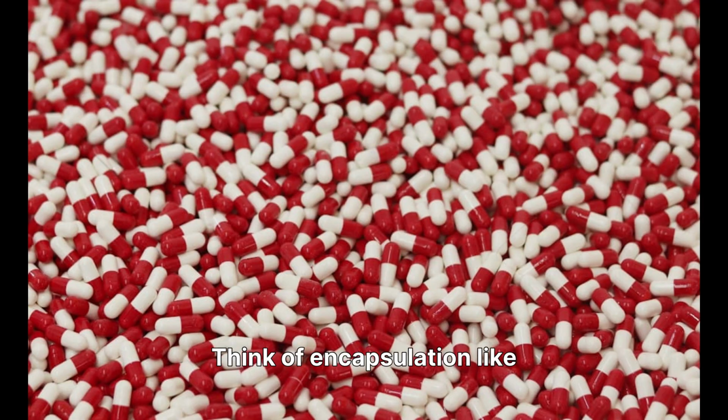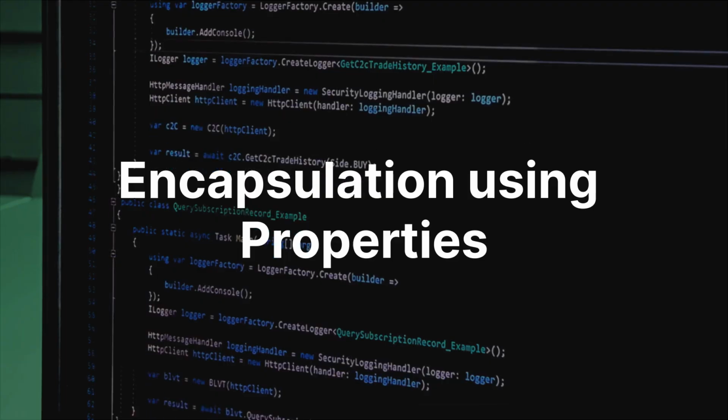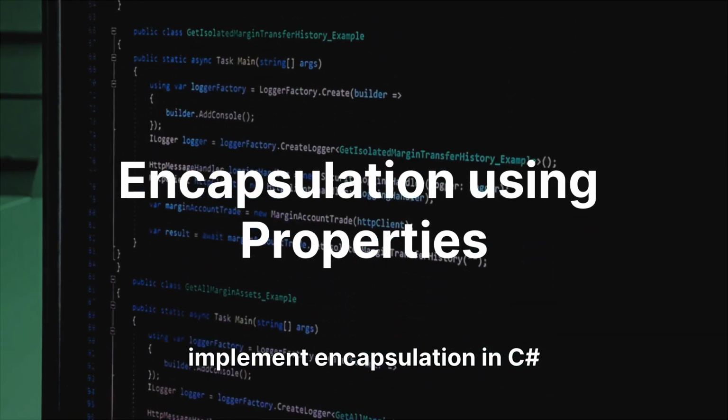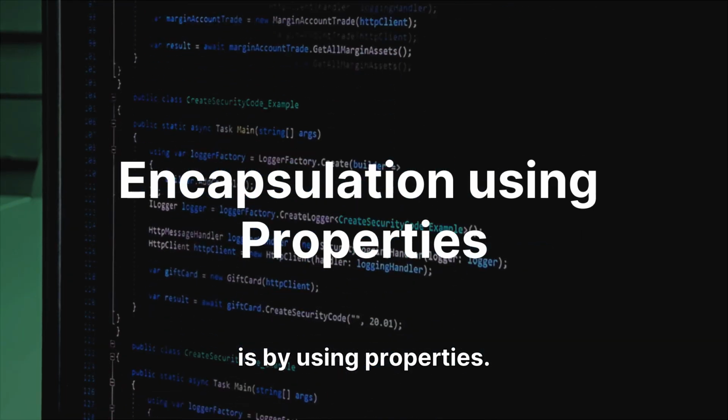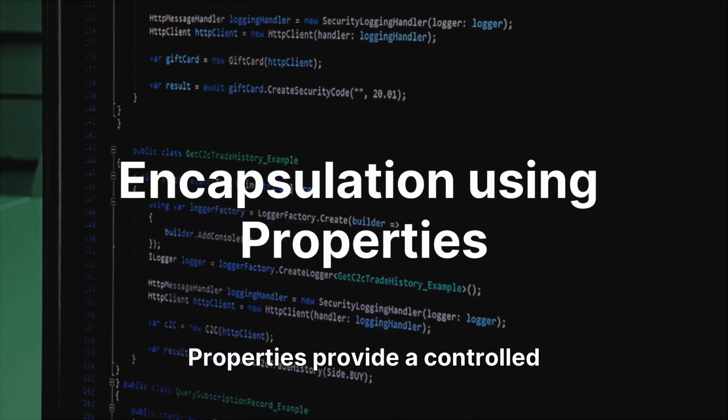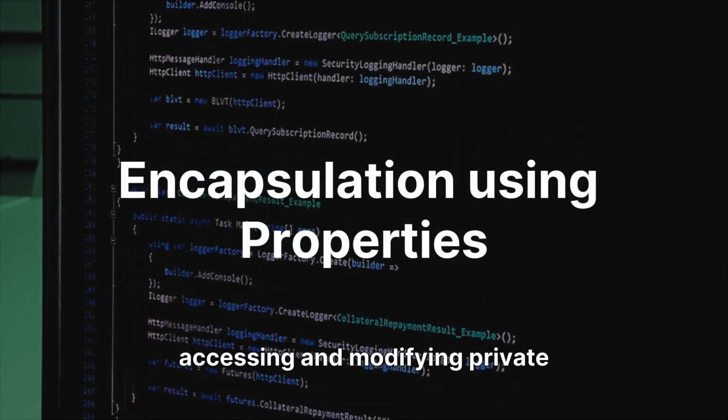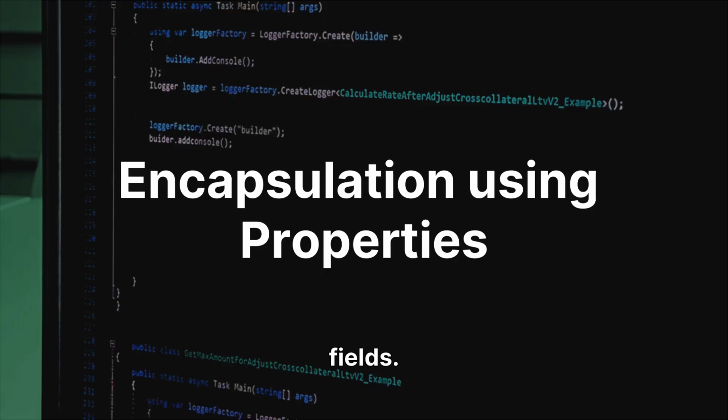Think of encapsulation like a medicine capsule, where the active ingredients are contained and protected, or a car engine hidden under the hood. The user interacts with the car's controls, not its complex internal machinery. A powerful way to implement encapsulation in C# is by using properties. Properties provide a controlled and flexible interface for accessing and modifying private fields.